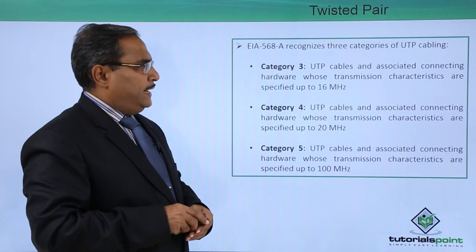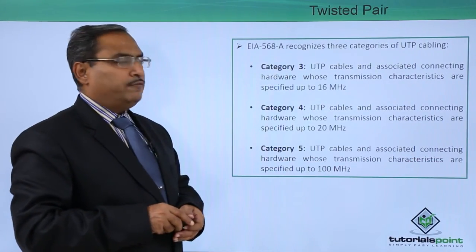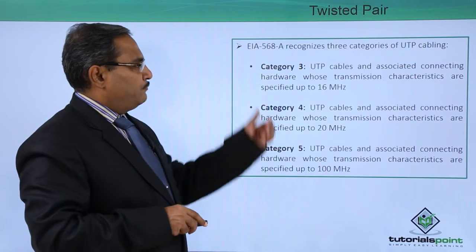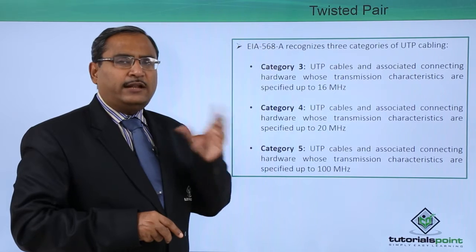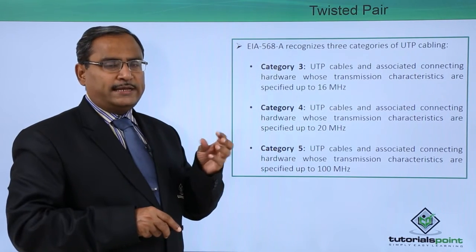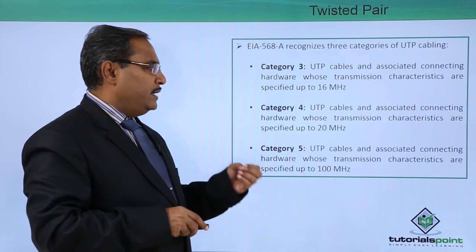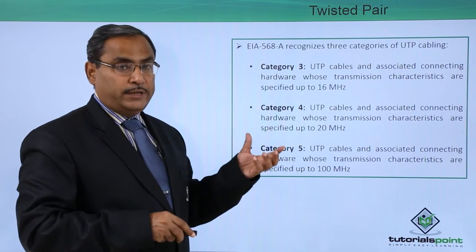EIA 568A recognizes three categories of UTP cabling. The first one is category 3, which can also be called Cat 3. In short, we usually call them Cat 3, Cat 4, Cat 5. So, these are the categories.